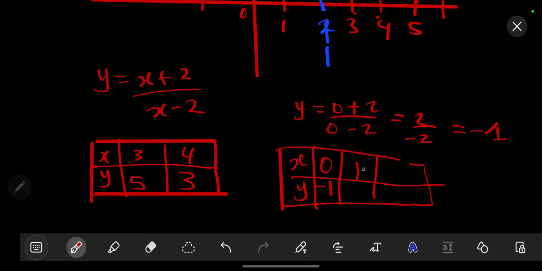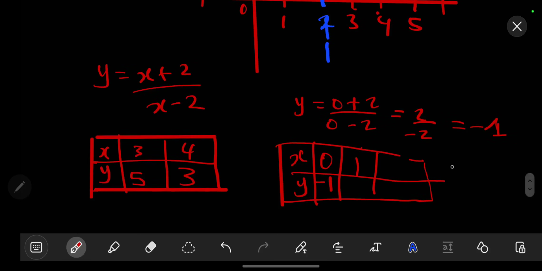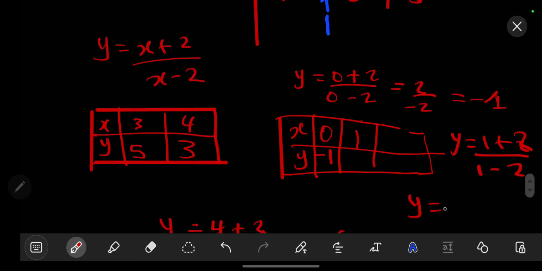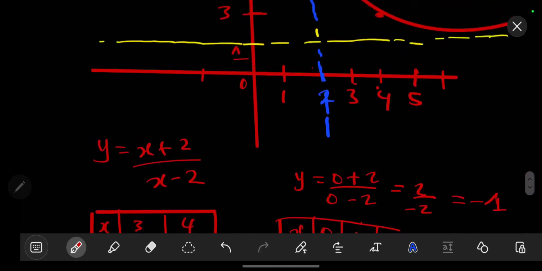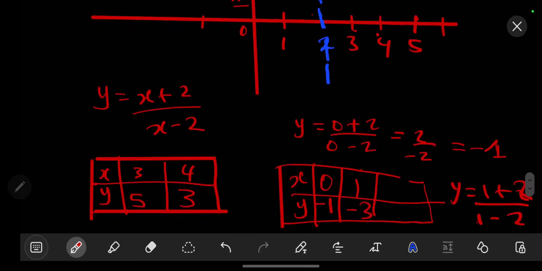Then for the second part, where there is x, we put 1. We have y equal to (1 plus 2) over (1 minus 2). So 1 plus 2 is 3 over 1 minus 2, which is negative 1, giving us negative 3. So we have a negative 3. What we are going to do now is look at our points.